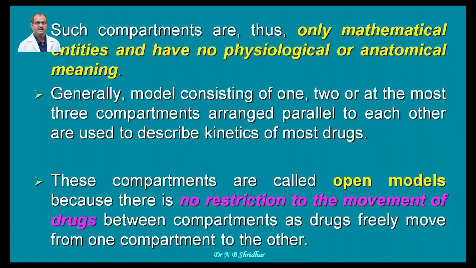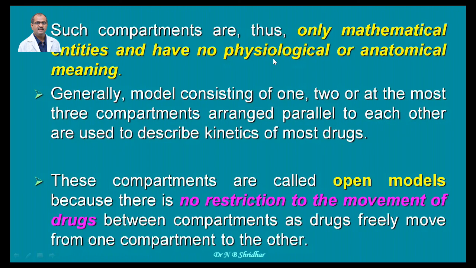Such compartments are thus only mathematical compartments, meaning they are for the calculation of certain parameters, mathematical entities, and have no physiological or anatomical meaning. We cannot compare them to a railway compartment or a room. But mathematically, we imagine the body as different compartments. Generally, models consisting of one, two, or at the most three compartments arranged parallel to each other are used to describe the kinetics of most drugs.